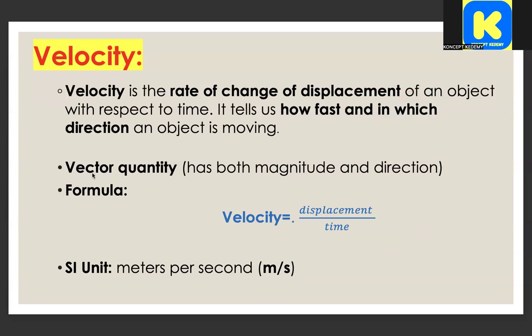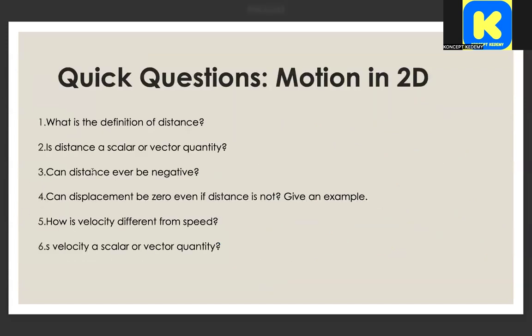Let's go to the next part and see what is next. Here are some quick questions. First, what is the definition of distance? I'm not going to repeat it, you can do it by yourself. Is distance a scalar or vector quantity? You need to answer the question. Can distance ever be negative? Yeah, this is an interesting question.